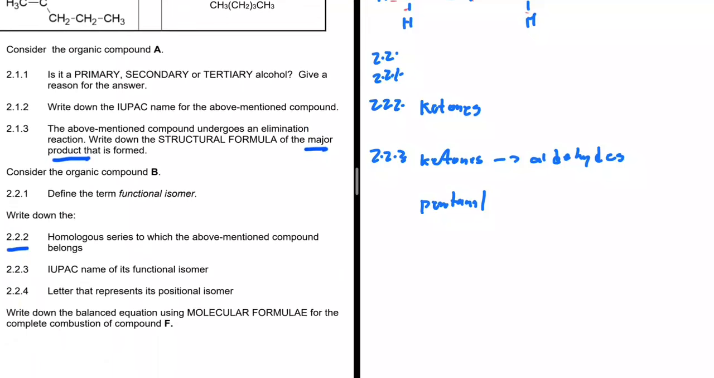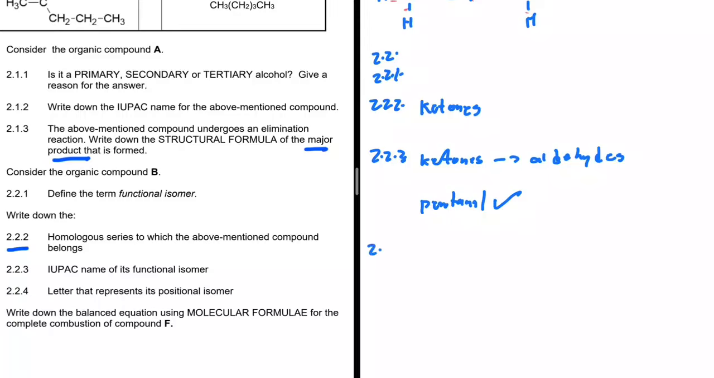So what are we looking for? IUPAC name of its functional isomer. Oh, okay, we're done then. I thought we were looking for the structure, but we're just looking for the IUPAC name. The IUPAC name is pentanal.